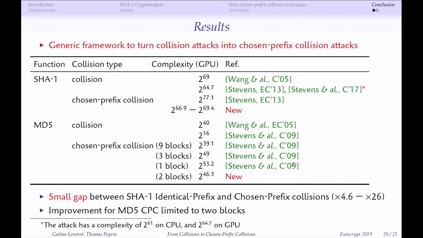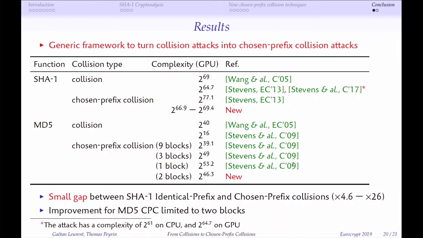So to conclude, what we do in this work is basically propose a framework that we can use to turn a collision attack into a chosen prefix collision attack, so a more powerful kind of attack. And this is quite generic, and we don't really need special property of the initial collision attack. And we've applied this to SHA-1, and so we get a pretty significant improvement from 2 to the 77.1 to something around 2 to the 67.